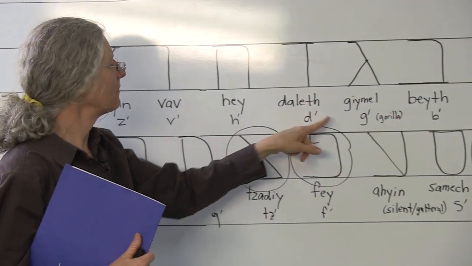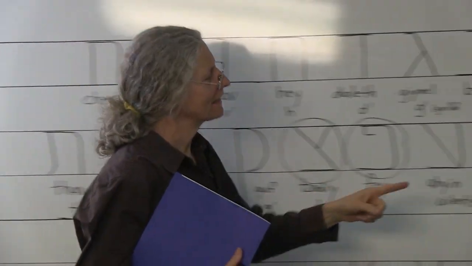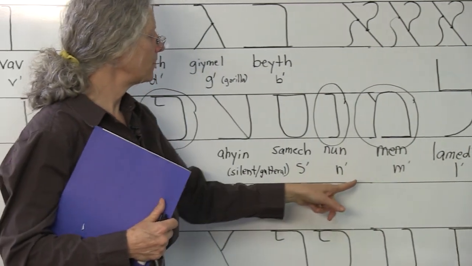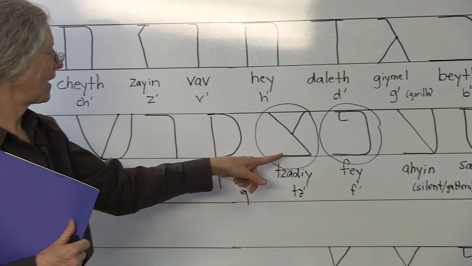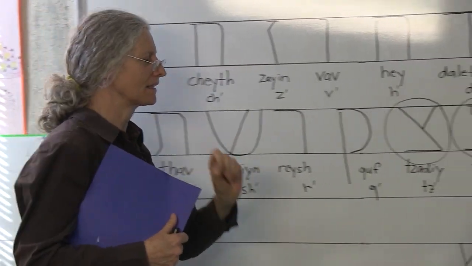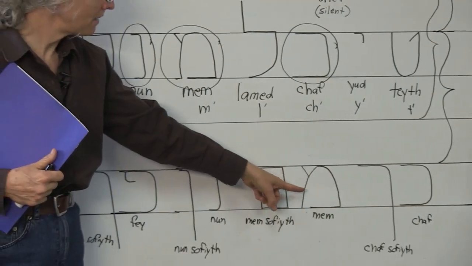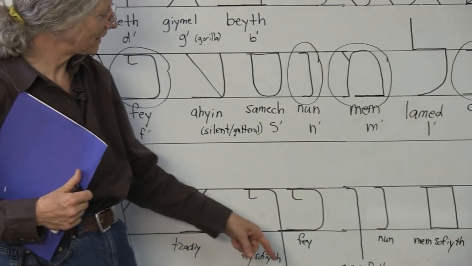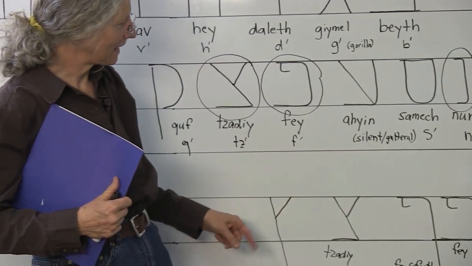Alef-Beyth, Gimel Dalet He, Vav Zayin Chet, Tet Yud Chaf, Lamed Mem Nun, Samech Ayin Fe, Tzadi Kuf, Resh Shin Tav. Excellent. Chaf, Chaf Sofyth. Mem, Mem Sofyth. Nun, Nun Sofyth. Fe, Fe Sofyth. Tzadi, Tzadi Sofyth.